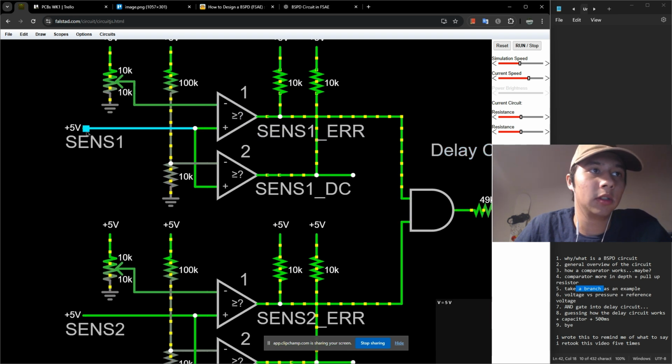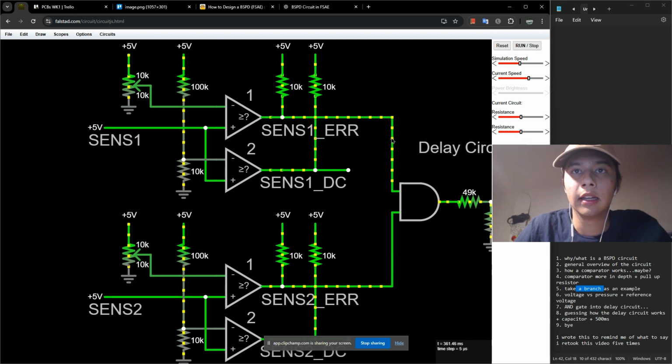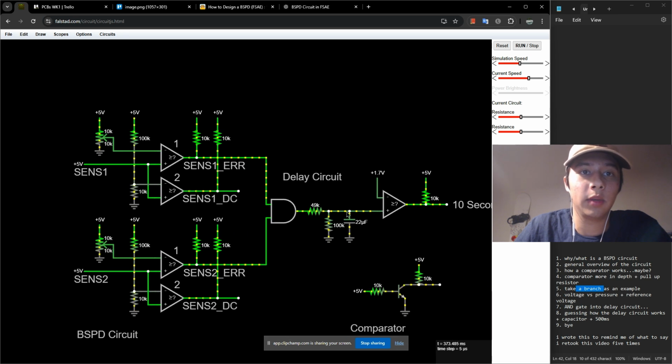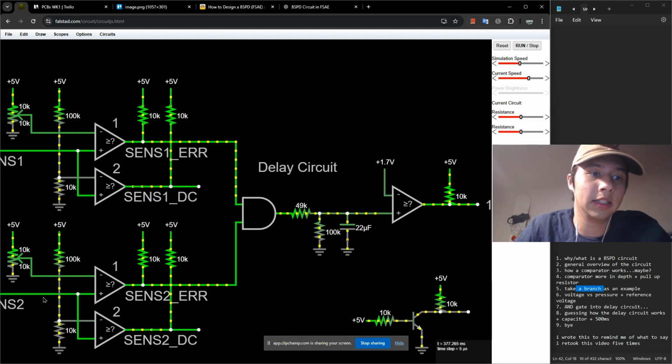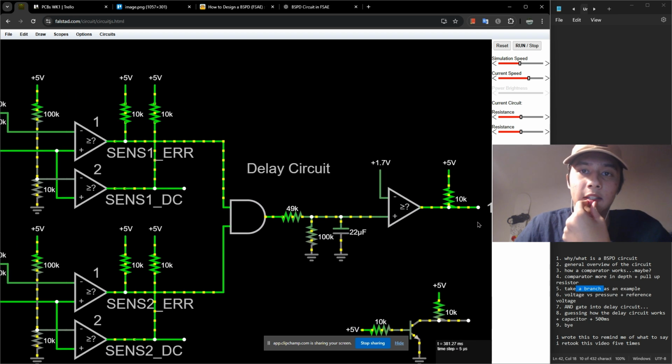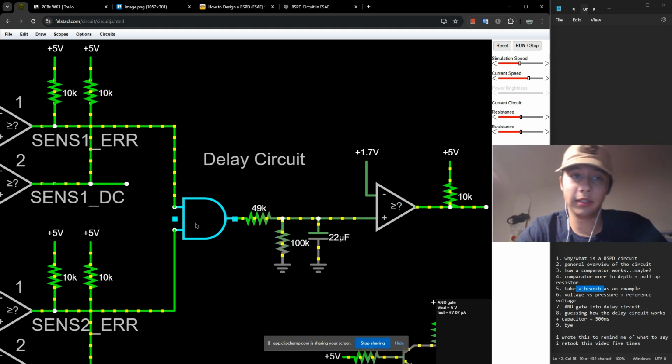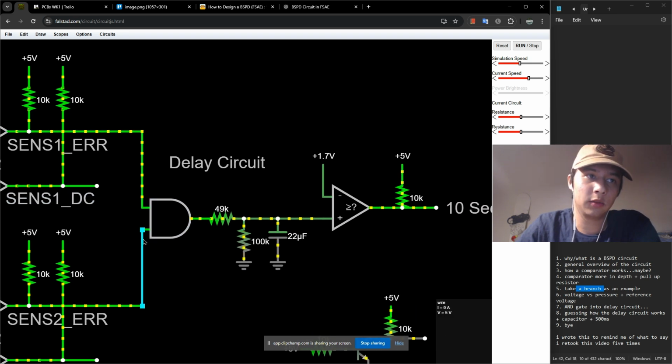Anyway, sensor one is bigger than the reference voltage, so it'll have a high output here. And then let's say we put brake pressure on and we'll have a high output here as well. I will talk about sense 1 DC and sense 2 DC later. So we know these two wires go into an AND gate. And for an AND gate to output something high, it needs to have both inputs be high. So A and B, or sensor 1 and sensor 2, both have to be high inputs for the output at the AND gate to be high. So that's what we have here.